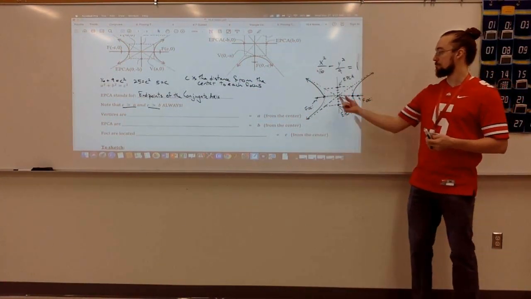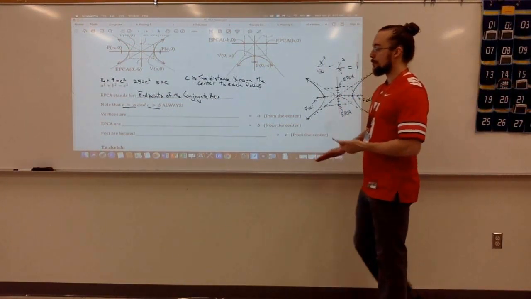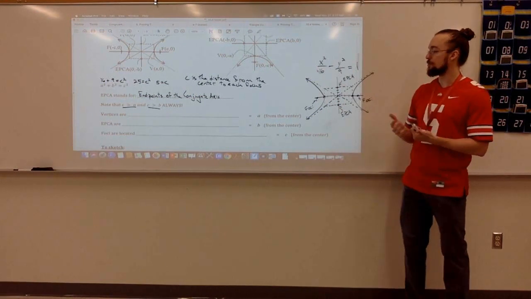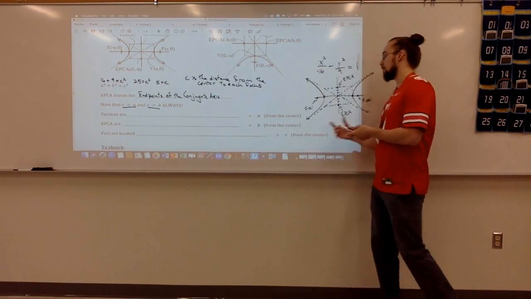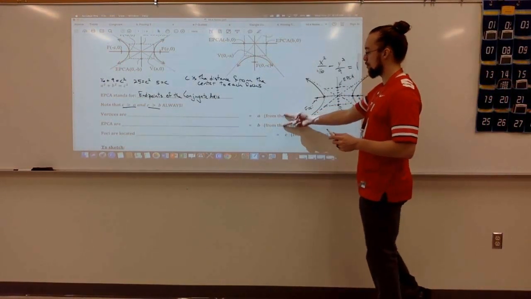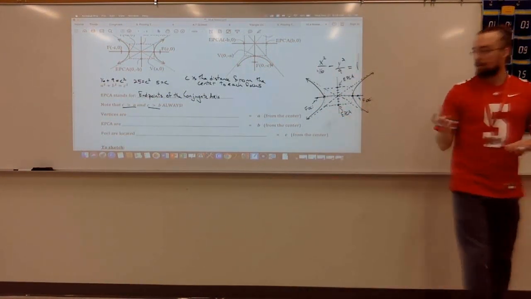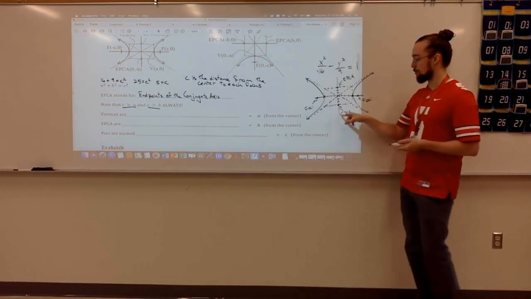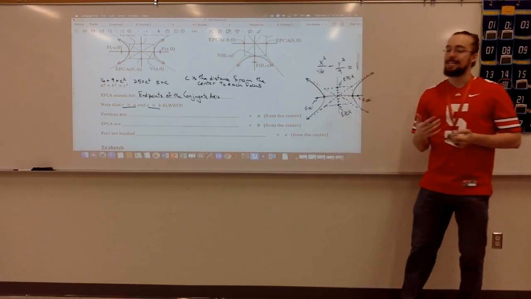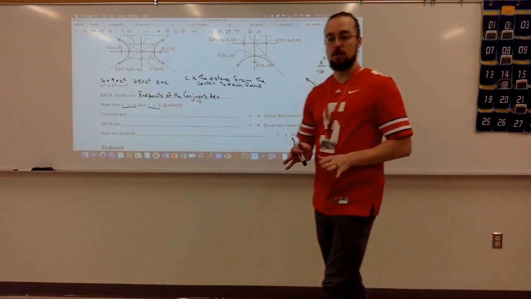So our vertices are the distance of a from the center. The endpoints of the conjugate axis are a distance of b from the center, and the foci are located at a distance of c from the center. Now, note that a and b could be flipped if our hyperbola opens up and down. If the hyperbola opens up and down, then the vertices would be up and down, and the endpoints of the conjugate axis would be left and right. Questions?